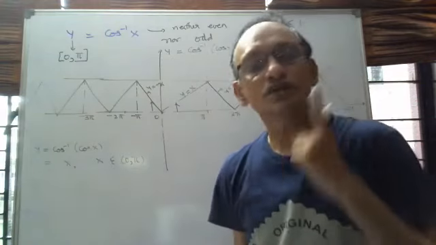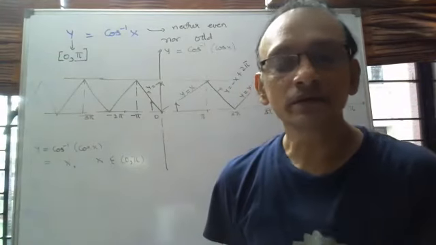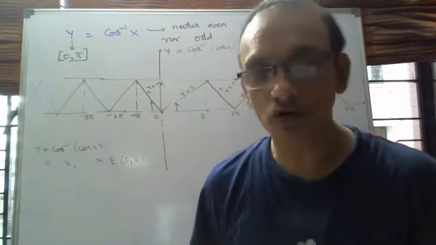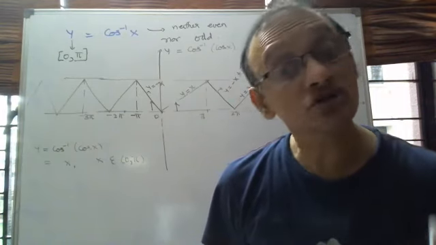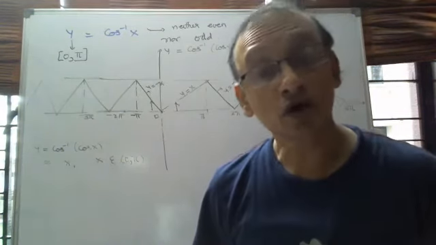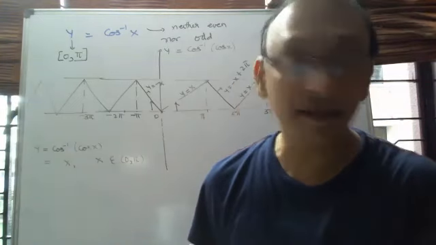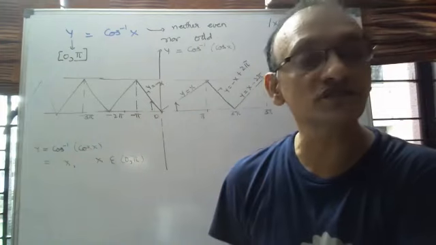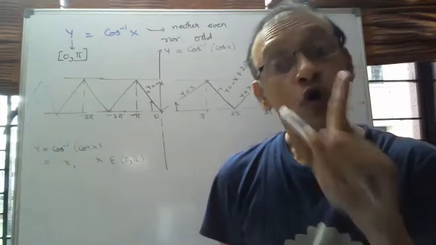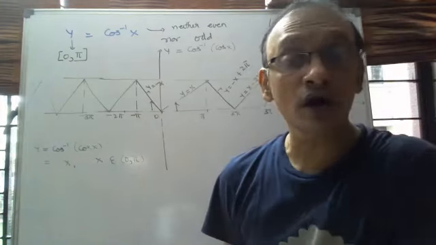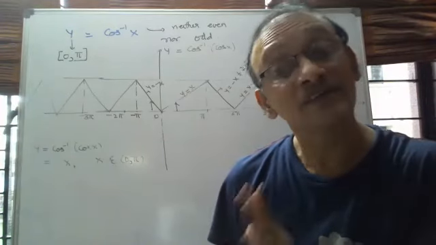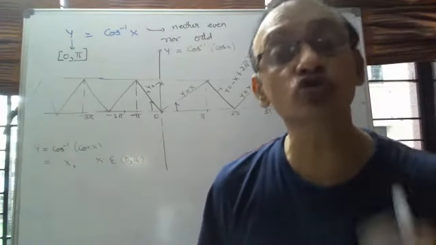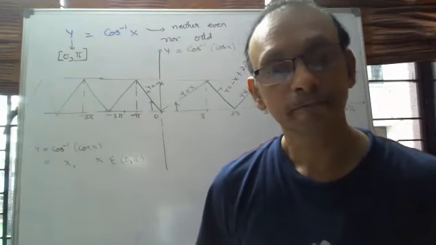So cos inverse x, domain mod x less than or equal to 1, range is 0 to pi. Is cos inverse x even or odd? Neither even nor odd. Why? Because cos inverse of minus x is pi minus cos inverse x. Cos of cos inverse x will always be x, but cos inverse cos x will be x only if x belongs to 0 to pi.